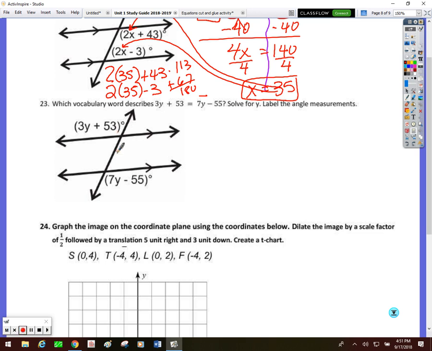They cannot be vertical. So that means AIA, which is alternate interior or alternate exterior. Well, they're both on the outside of the parallel lines, opposite sides of the transversal. So these angles are alternate exterior angles, AEA. Okay? All right, so let's solve it real quick. So 3y plus 53 equals 7y minus 55.